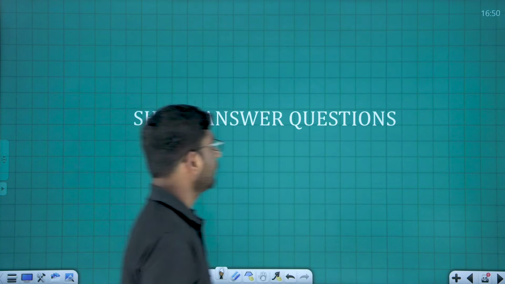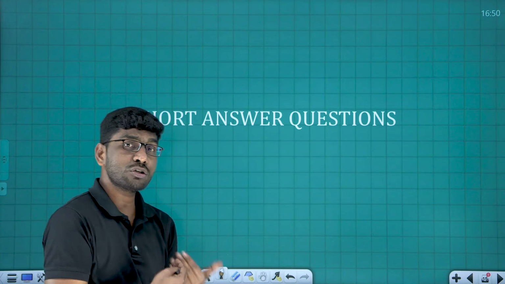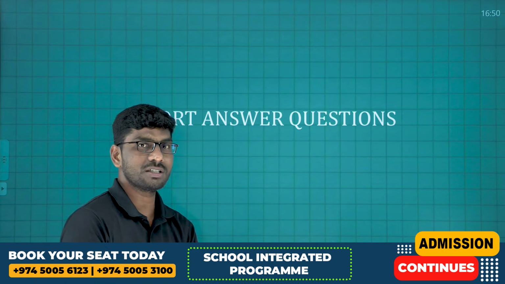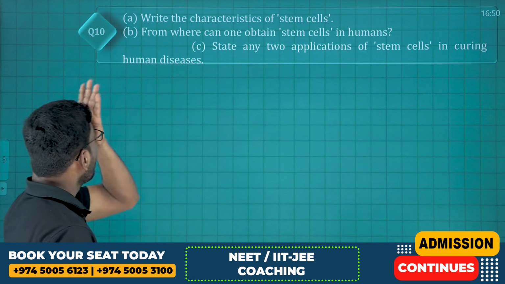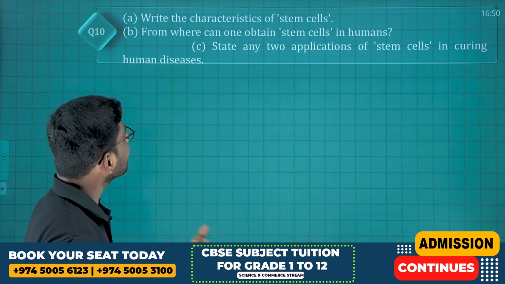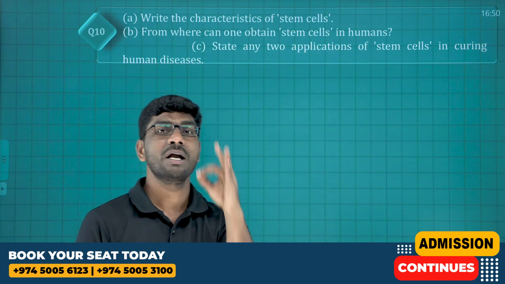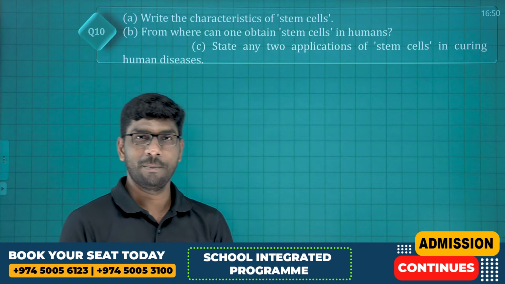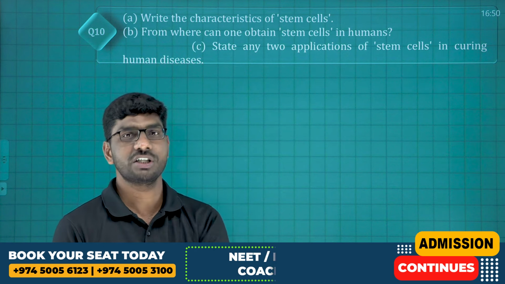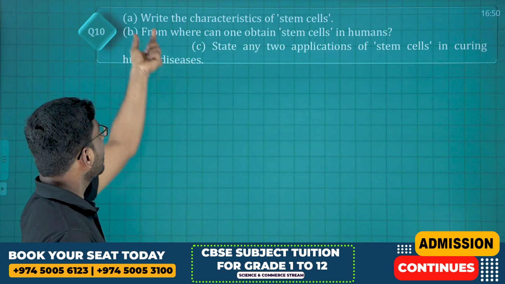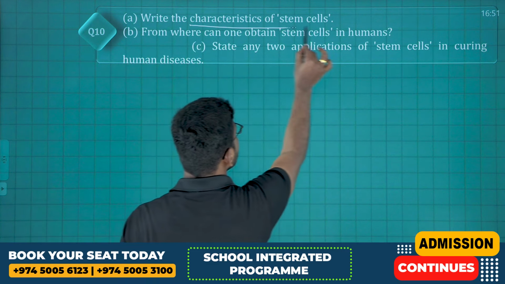Look at the next question. Next, short answer questions. So far, very short answer questions. Now, short answer questions, and after that, long answer questions. We'll see. Look at the first short answer question. What is given? Write the characteristic features of stem cells. This question is also from the supplement material. In the supplement material, stem cell information is given.